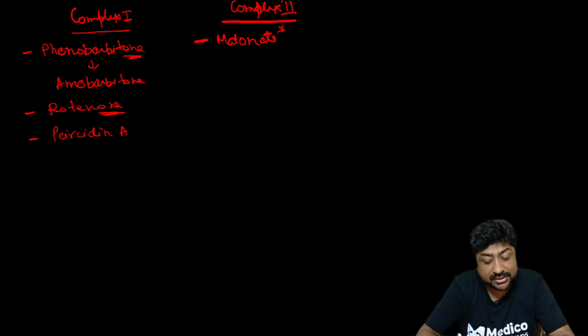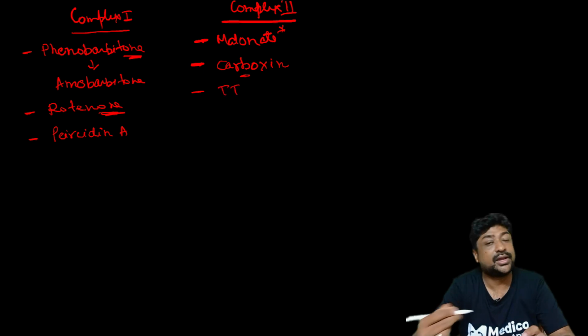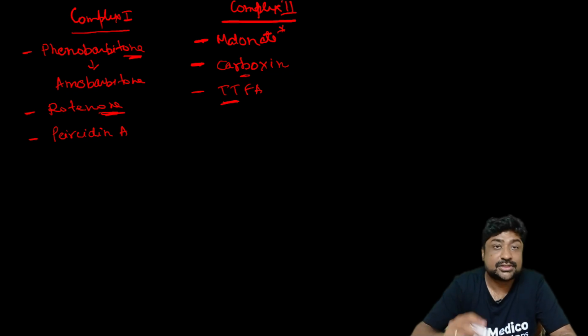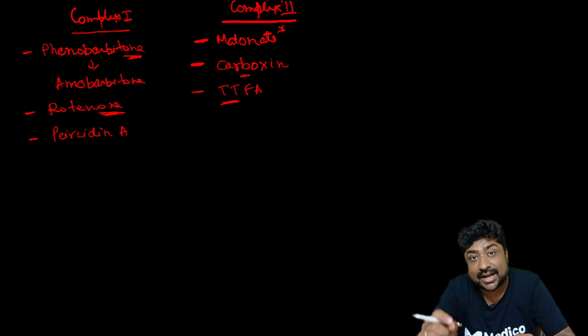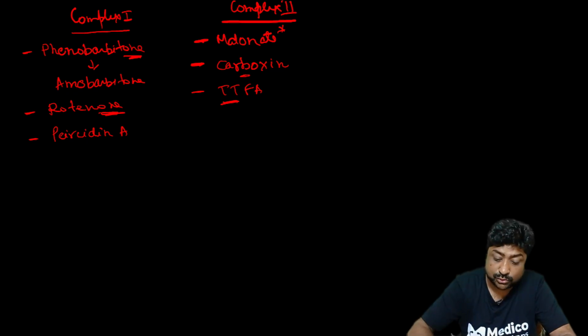Let's look at other complex 2 inhibitors. Complex 2 means B, so one will be carboxin, and TTFA. See, you have two T's. So again, it's a complex 2 inhibitor. Easy to remember in examination, you will not get confused. So the complex 2 inhibitors: first, because it is called succinate dehydrogenase, we know from our biochemistry that malonate is a competitive inhibitor for succinate dehydrogenase. So malonate is one, and carboxin and TTFA.